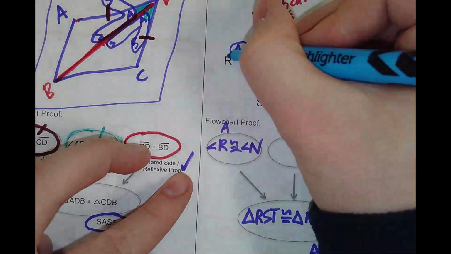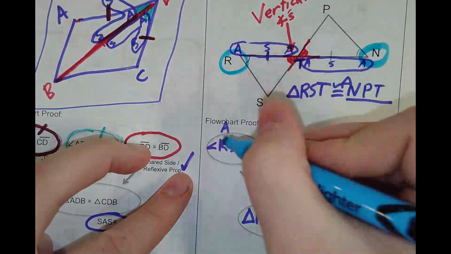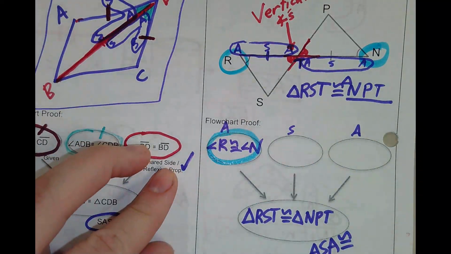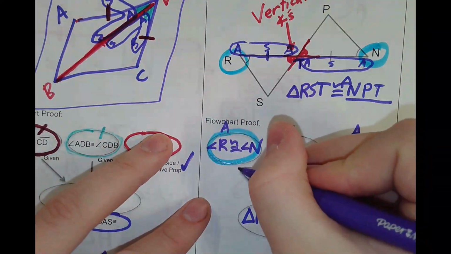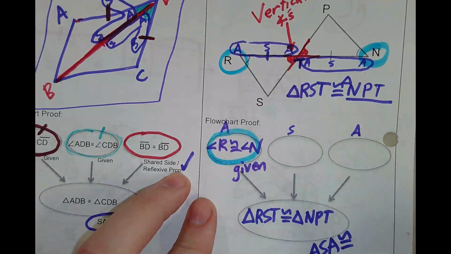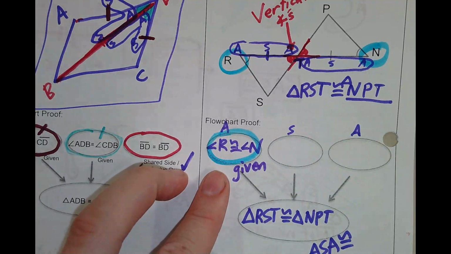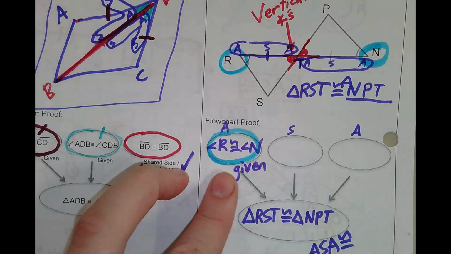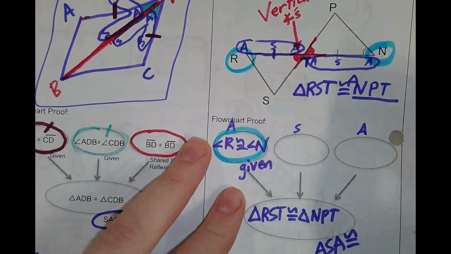Okay, angle R and angle N. Let's see if I can color code this bit. Angle R and angle N is right there, and that reason was given. It was given to us on the diagram. Remember, given is one of the most common things you use for these proofs, so you have to prepare for that. The word given is very common.